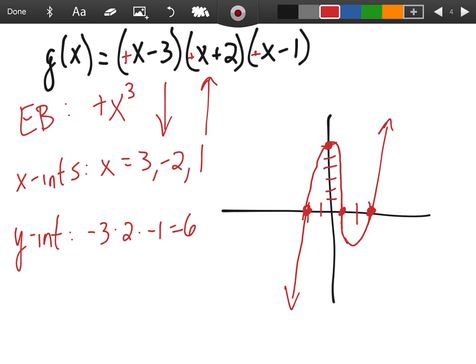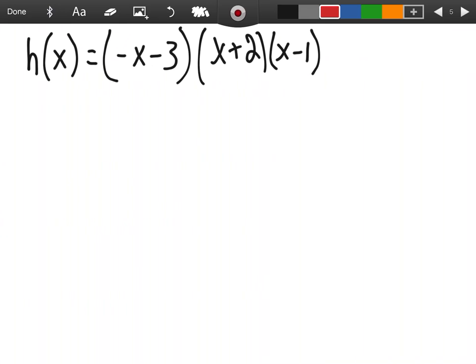Let's do another example together. For this next one, h of x, it is very similar. The only thing I changed now was I changed this first term to a negative x. So let's see how that affects the graph.